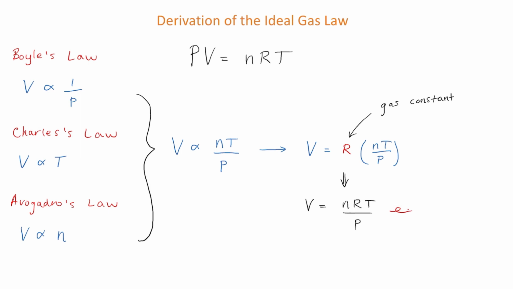And you can see when we rearrange this equation, we get PV is equal to nRT, which is our ideal gas law. So that's how you use Boyle's law, Charles's law, and Avogadro's law to derive the ideal gas law.